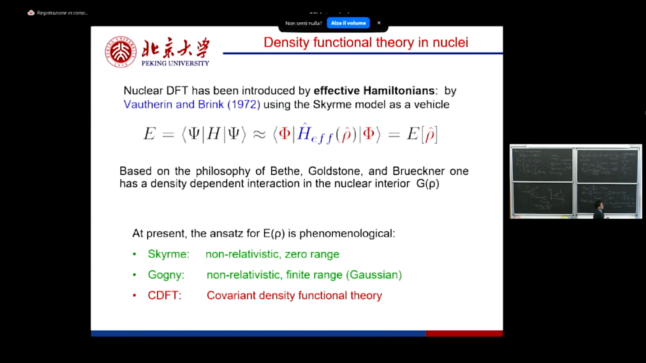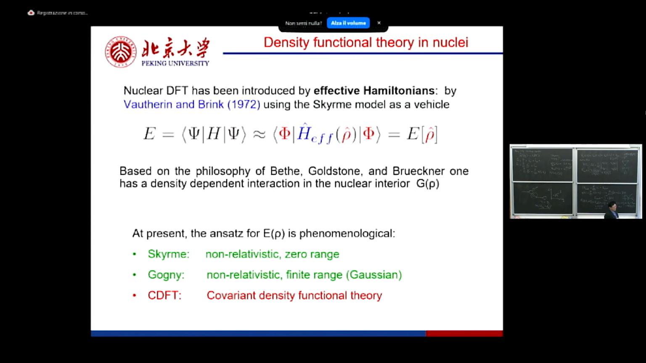And then, at that time and at present, for the nuclear density functional there are three categories. Two are very popular in nuclear physics now. Two are so-called non-relativistic techniques: the Skyrme density functional or the Gogny density functional. The Skyrme density functional is zero range. Zero range is easy to handle numerically, therefore it's very popular, right? In nuclear physics, you will see there are a lot of Skyrme people. And Gogny is finite range, and the technique is more difficult.